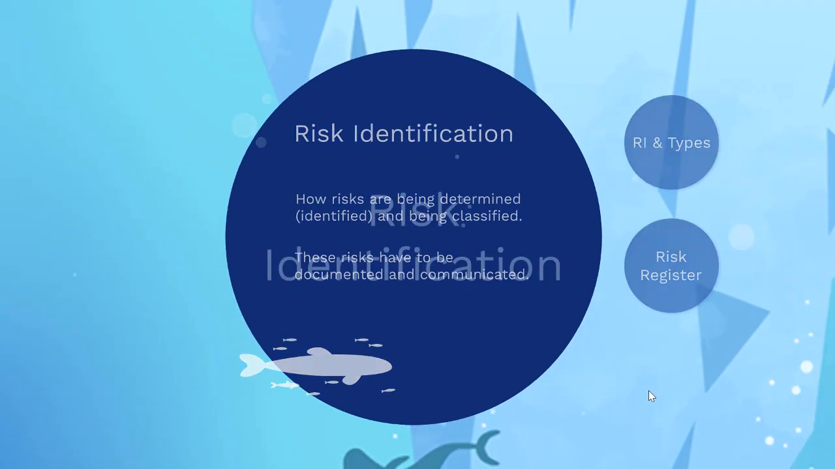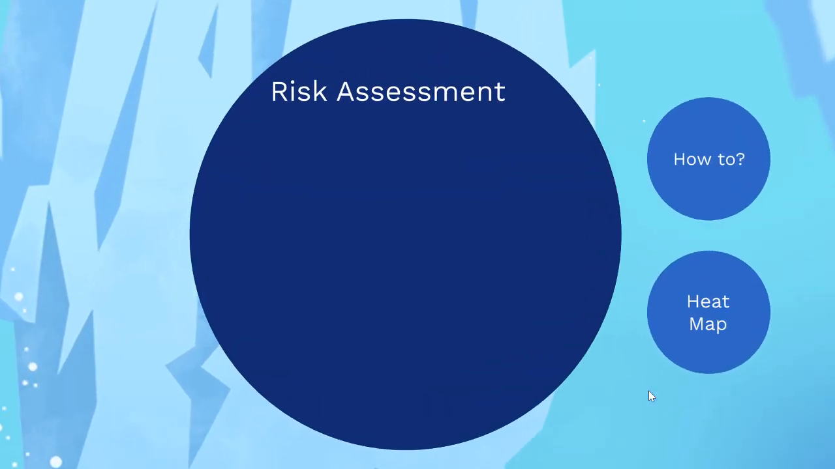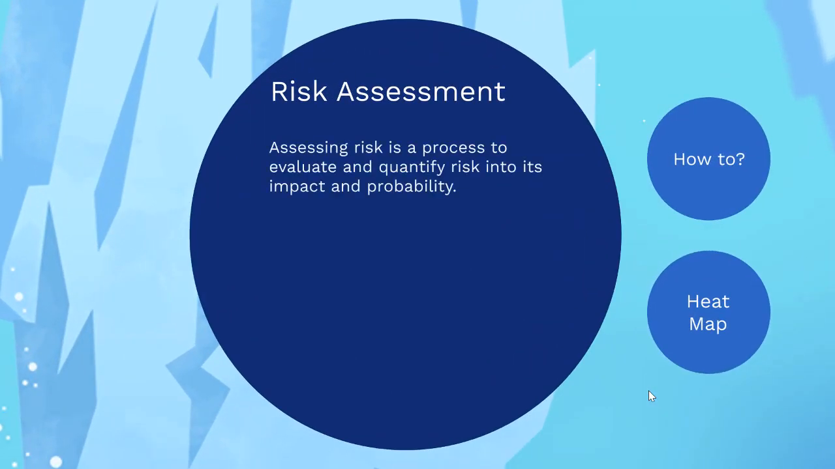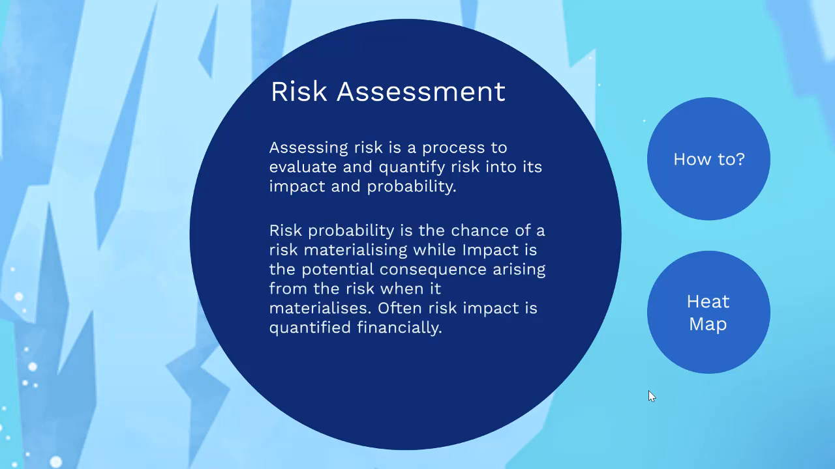Okay, now these are the big things that we have in terms of identifying our risk, and let's move on to assessing risk. This is the process of how we evaluate risk, how we quantify risk into impact and probability. And basically, impact and probability, what does it mean? Probability is the chance of the risk materializing. Impact is the potential consequence. And normally, impact is quantified financially. For example, if there is a fire occurring in the organization, the loss that we're going to suffer is $5 million. Now, that's quantifying them financially.